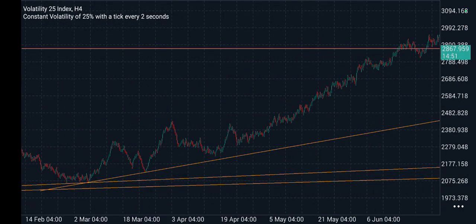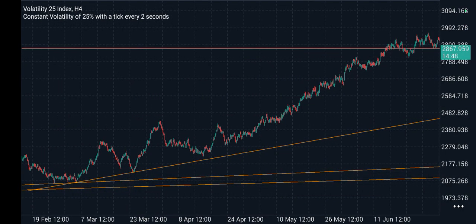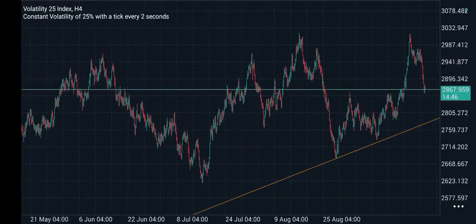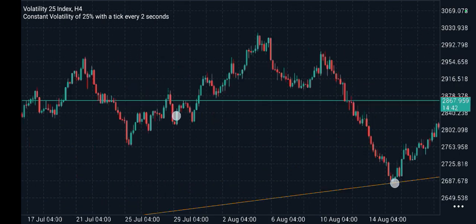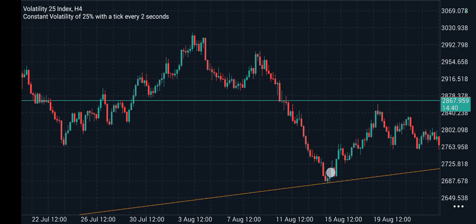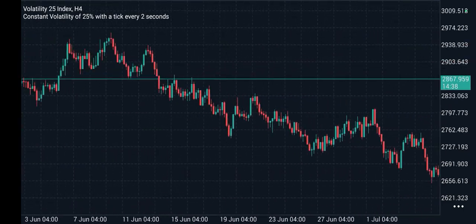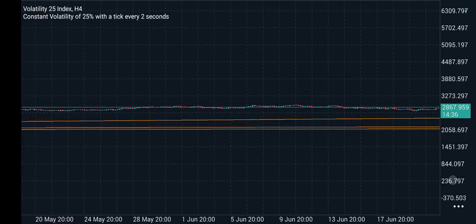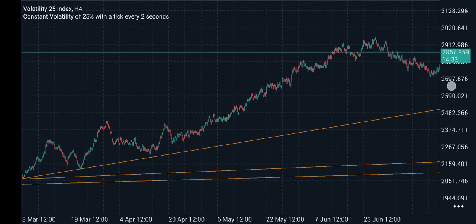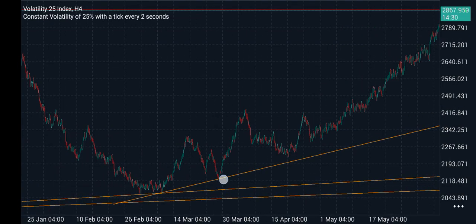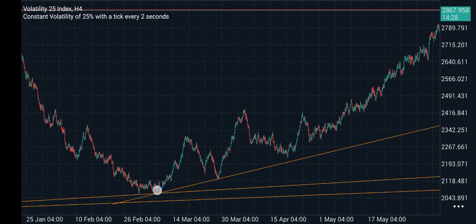You see, perfect touch here, perfect touch here. Then this is another perfect touch. Maybe I should zoom. You can see the touch is right. See a touch here, very perfect. That is one. Then this is another one, two, and this is the third one here, three.